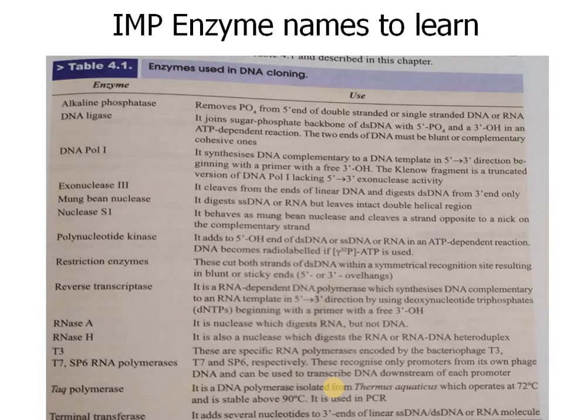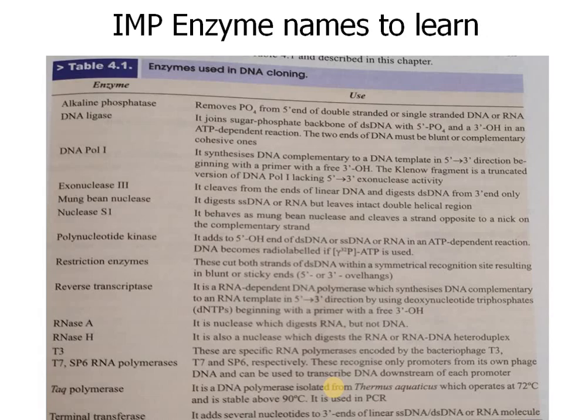Next one is polynucleotide kinase. In the case of polynucleotide kinase, it will add a hydroxyl group to the 5' end of double stranded DNA or single stranded DNA, and it is an ATP dependent process. Then restriction enzymes, as I have already told you, will cut both strands of DNA at a specific recognition site, that is known as a palindromic site, and the cut will result in blunt or sticky ends.